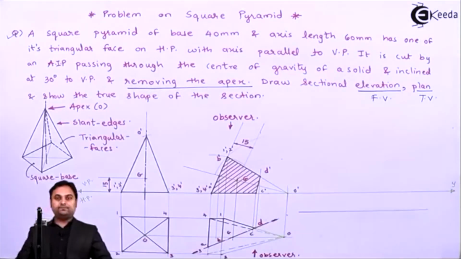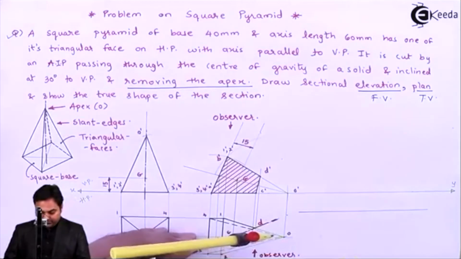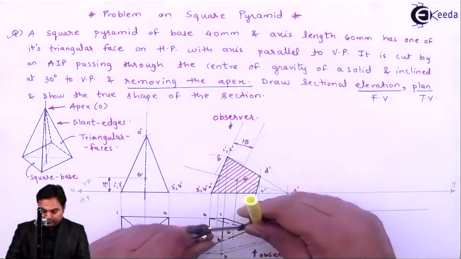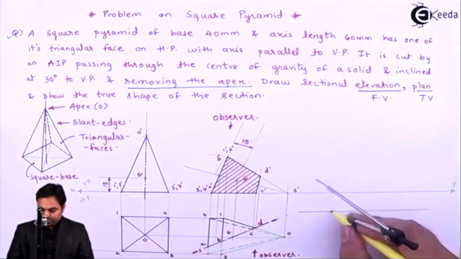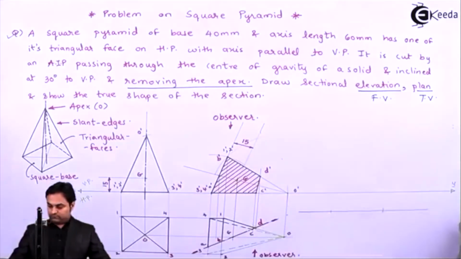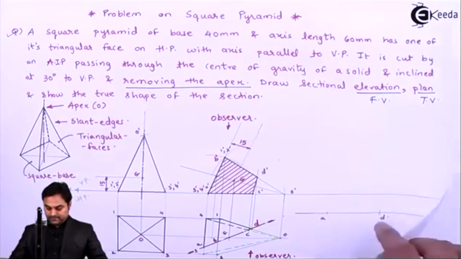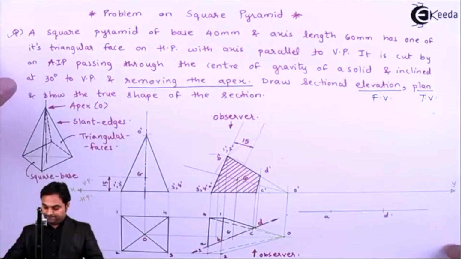Drawing a light line. Next, taking the length of the cutting plane, that is the length up to which it is in contact with the pyramid. So from point A up to point D it is in contact. Here we have points A and D. Then marking C and B over it.